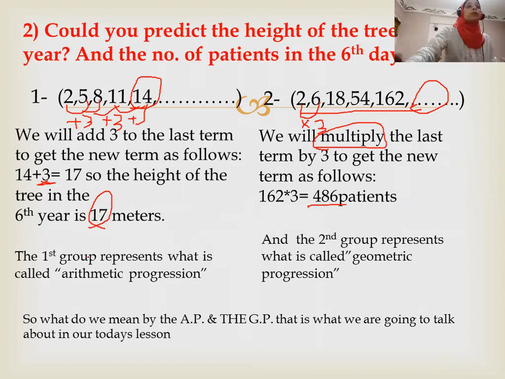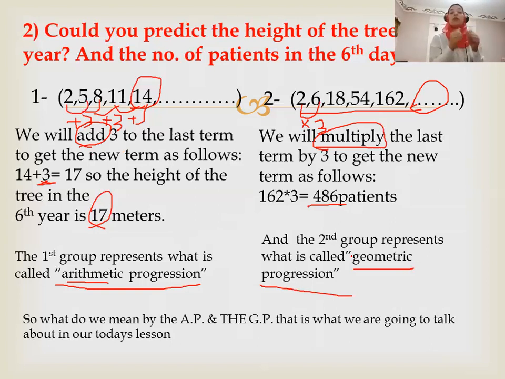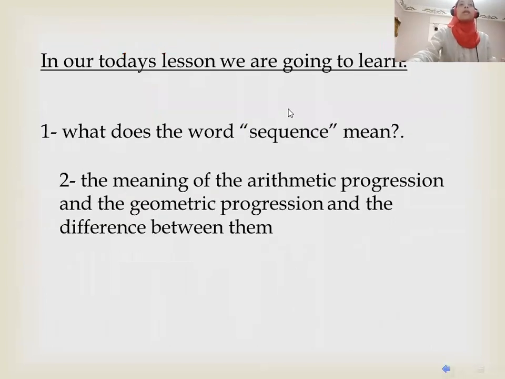So this first group represents what is called the arithmetic progression, and the second group represents what is called the geometric progression. So when you add, it's called arithmetic, and when you multiply, it's called geometric. When you add a fixed number, the group is called arithmetic or geometric? Yeah, arithmetic. Well done. And when you multiply by a fixed number, the group is called geometric. Well done. So what do we mean by the arithmetic or geometric progression?